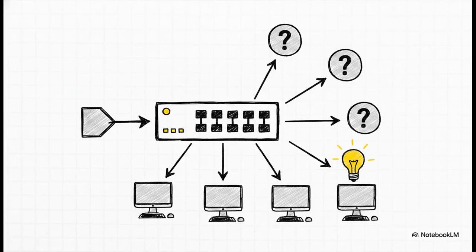But wait, what happens if a switch gets a frame meant for a MAC address that it just hasn't learned yet? Well, it steps up as the local traffic cop and executes something called an unknown unicast. Basically, if the destination MAC isn't in that table yet, the switch floods the frame out of every single port except the one it just came in on. It's essentially shouting to the whole network, hey, who has this address? Once the correct device hears that and replies, the switch immediately learns its location, slaps it into the MAC address table, and boom, all future traffic is forwarded perfectly without the shouting.